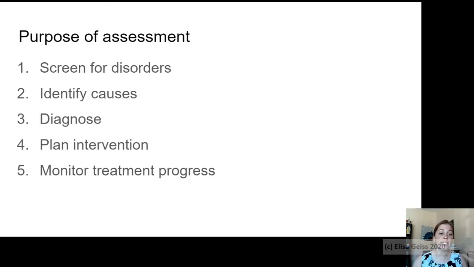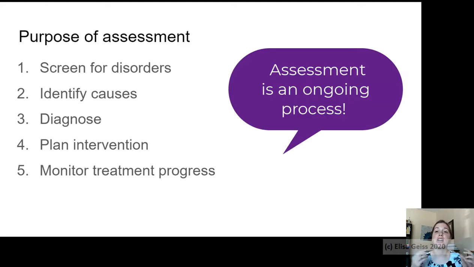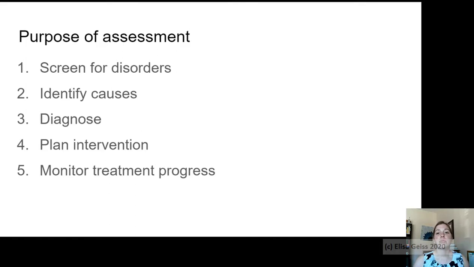Another thing is actually planning out those interventions. So what are we going to do to help treat that child, and what are the things that we can do to improve their functioning? Another thing is that assessment is an ongoing process. So we really want to make sure that we monitor treatment progress. How is that child doing after 5 to 10 sessions of treatment?